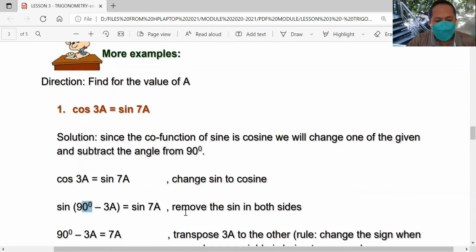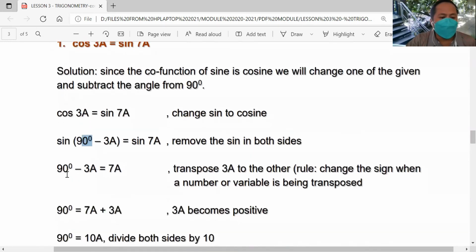So remove the sin in both sides. Sir, can we also remove it? Yes, we can, because we are getting the inverse trigonometric function, and if we get the inverse trigonometric function, it cancels on both sides. So what remains is the angle: 90 degrees minus 3a is equal to 7a.